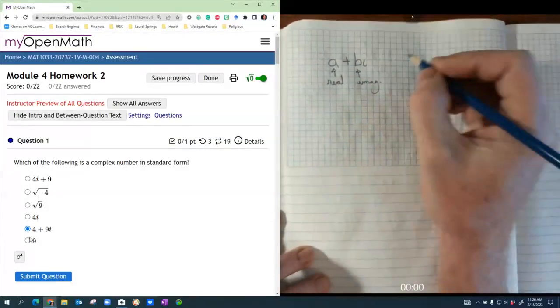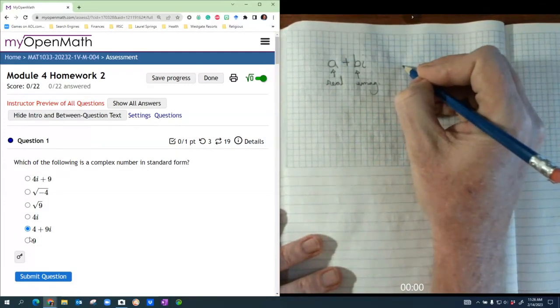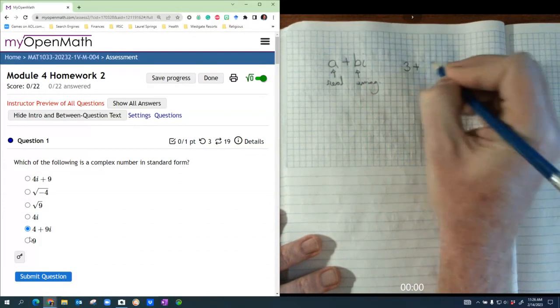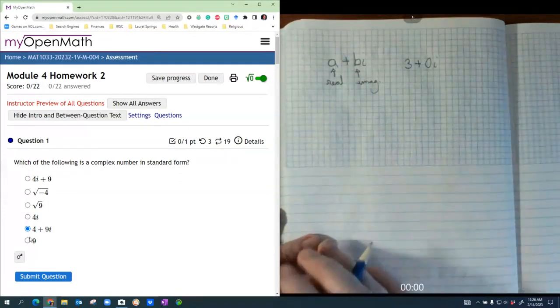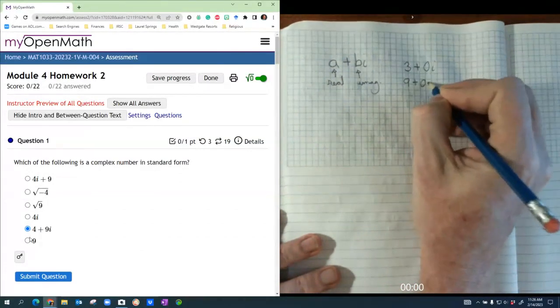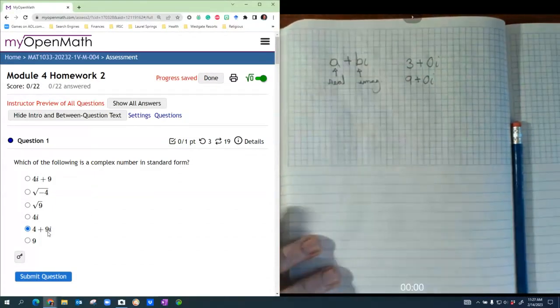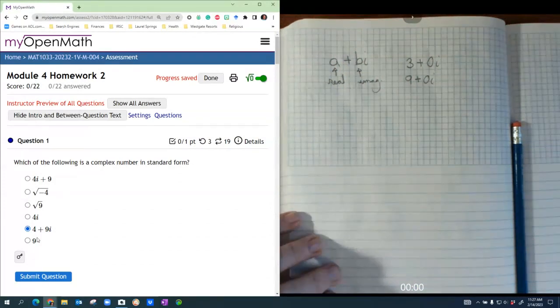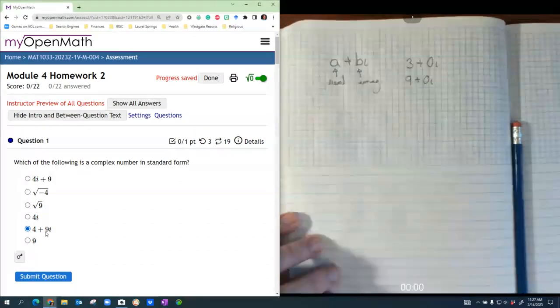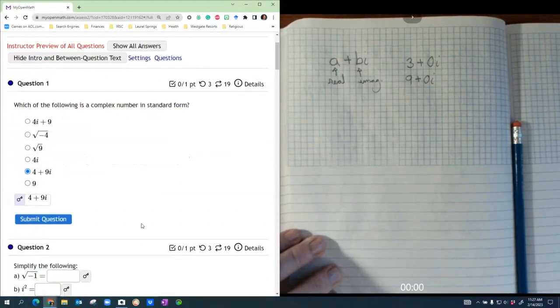What they really wanted you to do, if they are doing it that way, they're doing it this way. Radical 9 is 3, but they wanted you to put the 0i. And then for 9, they want to put plus 0i. So that's why they're saying it. So the only answer that works is this one, because it's in the proper form of a plus bi. Even though these are all correct too, this one's most appropriate for the standard form of a plus bi. So that's why the answer is that one.